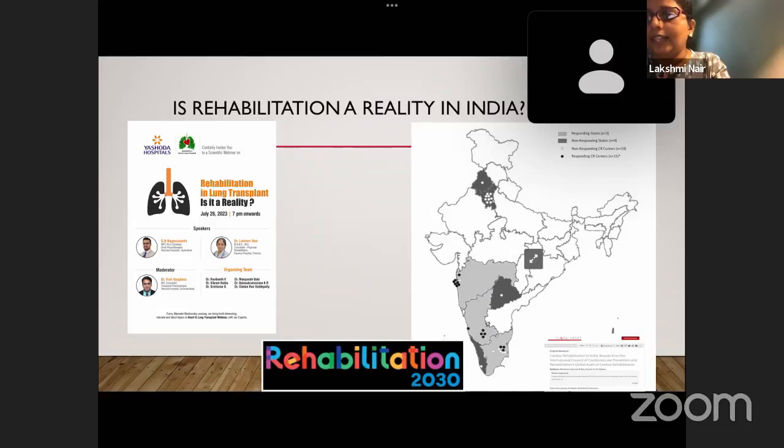Cardiac rehabilitation in India was surveyed by the ICC PR. There was a global audit, an online audit, of which centers are doing a proper structured cardiac rehab program. Only 23 centers were there for the whole of India. So there's a huge unmet need for a proper structured rehabilitation program in India.